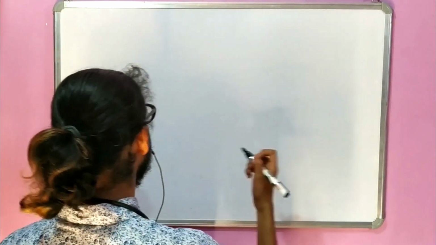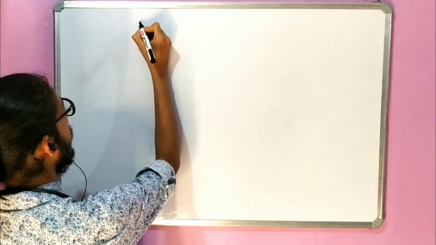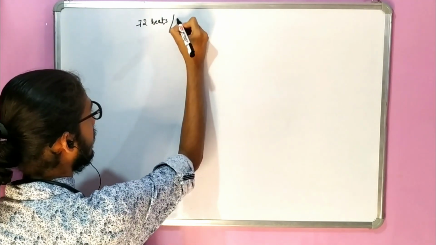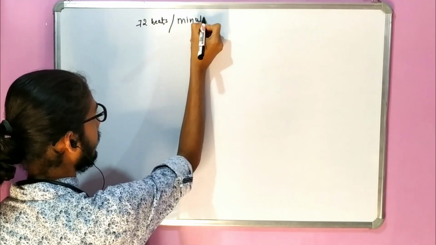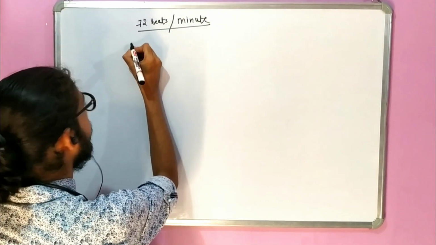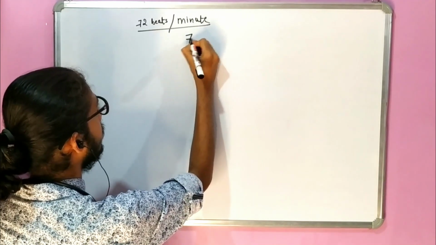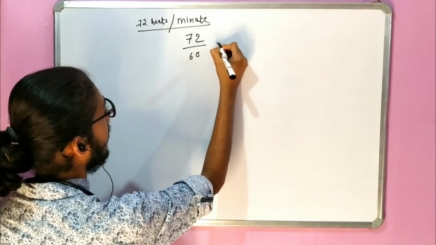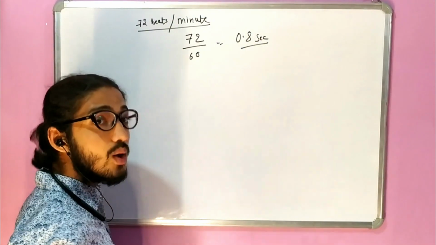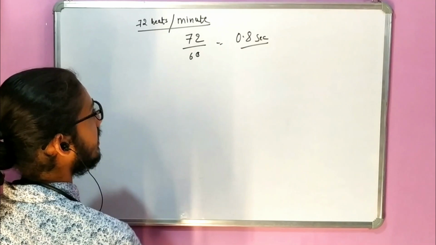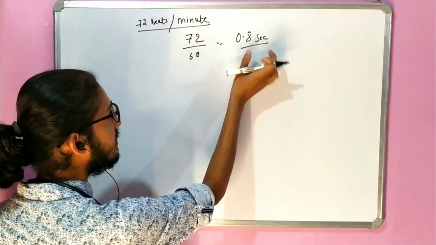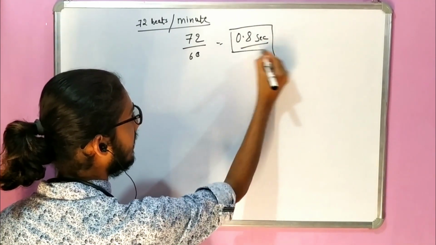Okay, so to discuss that, as I already told you, there are 72 beats per minute. If you reverse the ratio, that is when you divide 60 by 72, you get somewhere around 0.8 seconds, which clearly indicates one heartbeat takes about 0.8 seconds. Okay, so all these events that I spoke of occur within this time frame of 0.8 seconds.